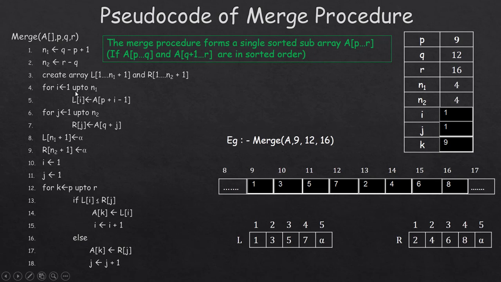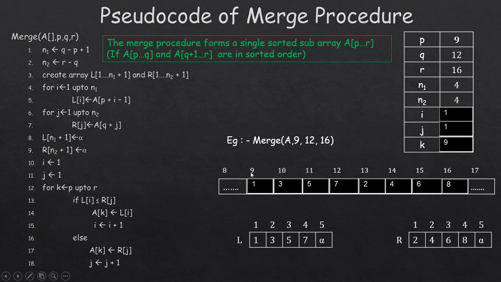Next I have a for loop. The I value will iterate from 1 to 4. What is A of P plus I minus 1? Initially the I value will be 1. So P plus I is 10, and 10 minus 1 is 9. So A of 9 will be stored in L of 1. Next the I value becomes 2. At that time P plus I is 11, and 11 minus 1 is 10. So A of 10 will be stored in L of 2.